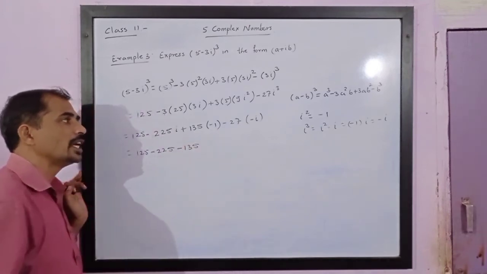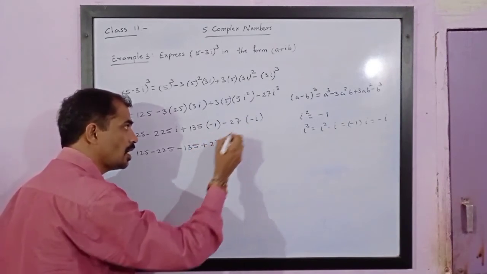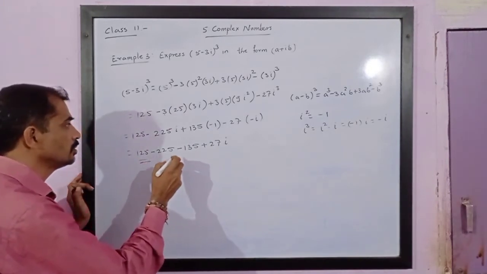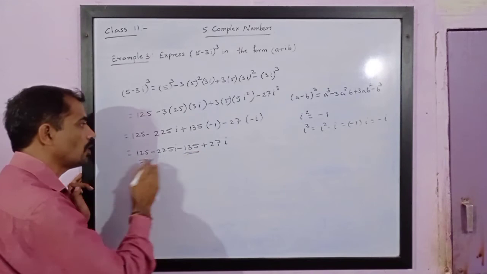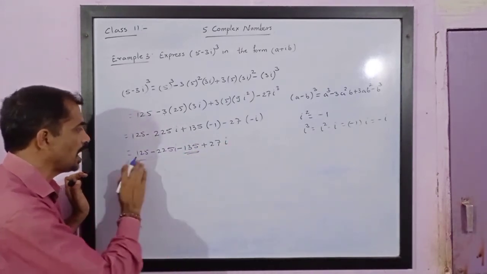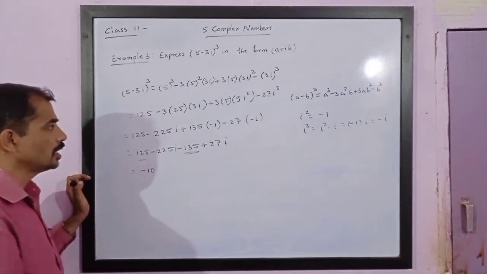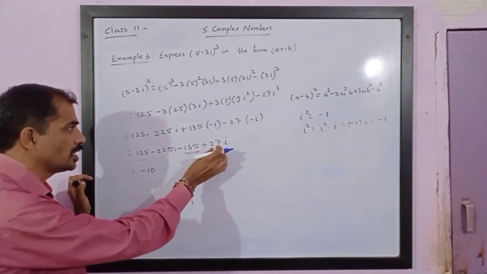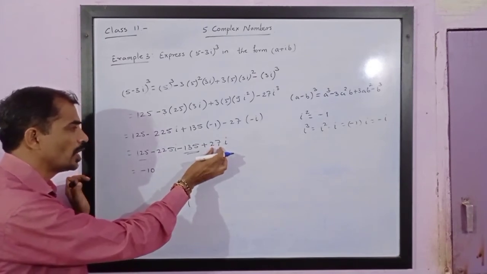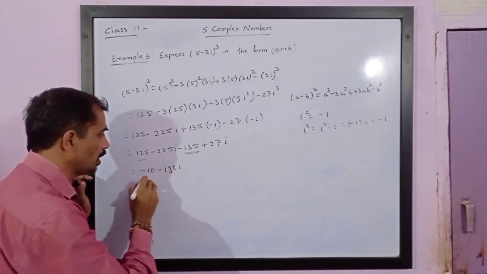Please note, multiplied by negative 1. Here you will get negative into negative positive 27i. Now these are constant terms, and these, 225i, are imaginary terms. So real terms we can add. We will get 125 minus 135 is negative 10, and 225 minus 27 is 198. So you will get minus 198i.